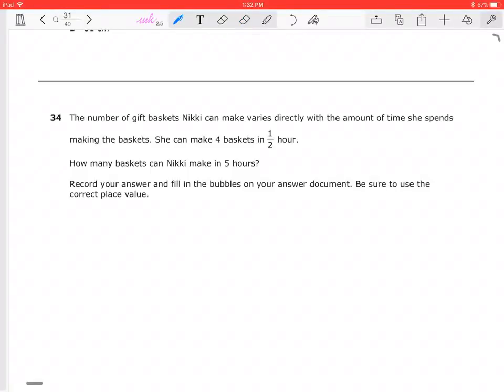Okay, so this is another direct variation. It says the number of gift baskets that Nikki can make varies directly with the amount of time that she spends making the baskets. She can make 4 baskets in a half hour, and we want to know how many baskets she can make in 5 hours.